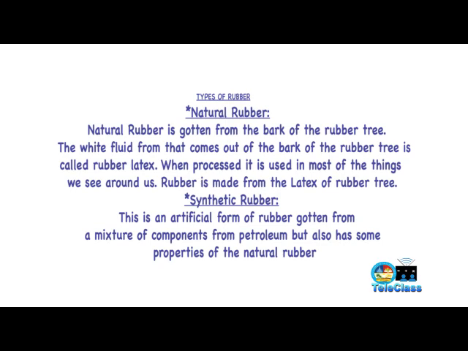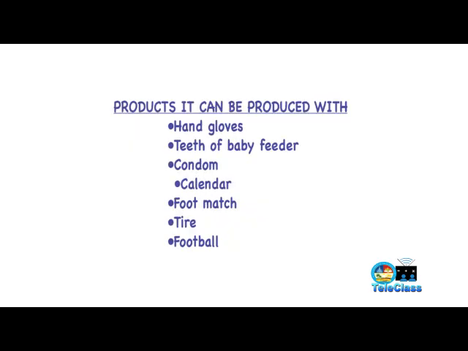Then we have the synthetic rubber. The synthetic rubber is an artificial form of rubber, which is gotten from a mixture of components from petroleum. It also has some properties of the natural rubber, but not completely so. That is why there are some products which you cannot use the artificial rubber to produce. Things like hand gloves, the teats of the baby feeder, condoms, the doormats that you use to clean your feet as you enter your home.